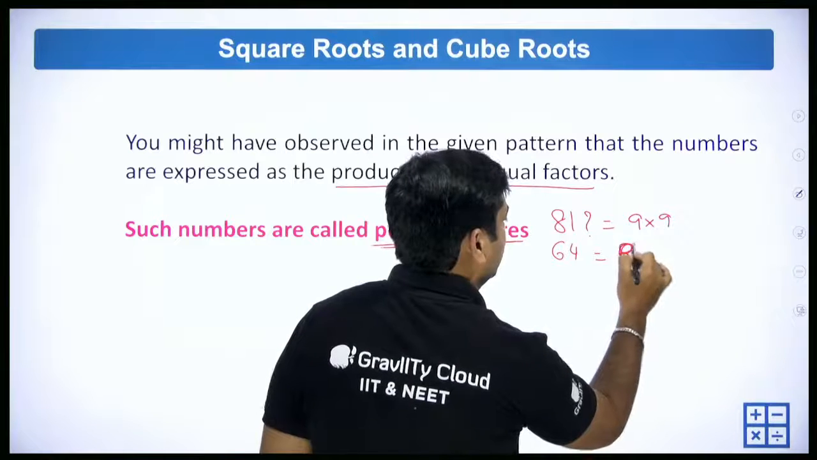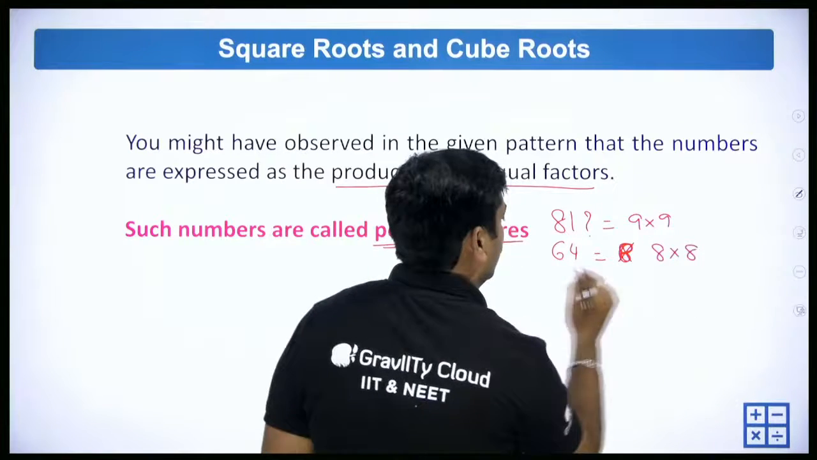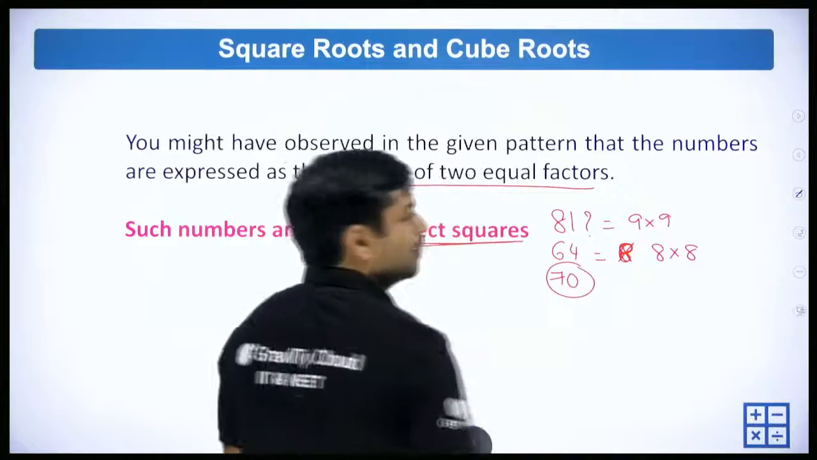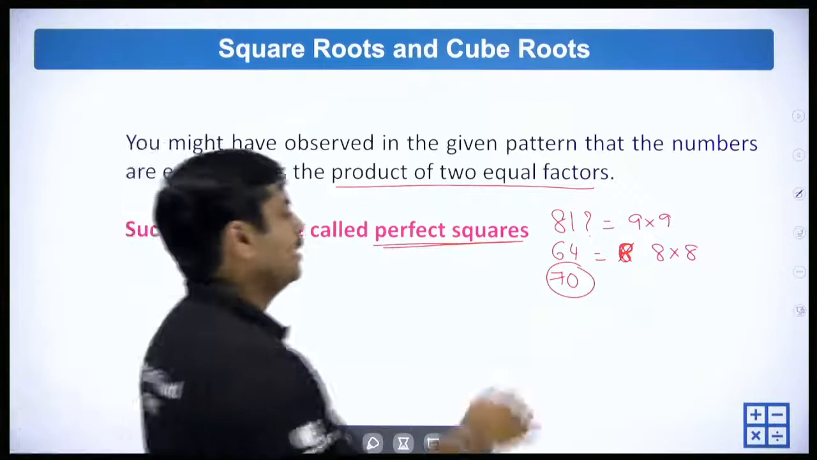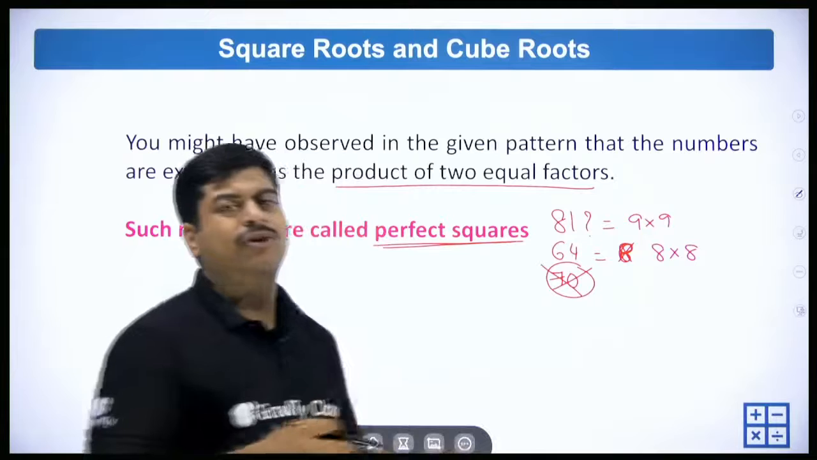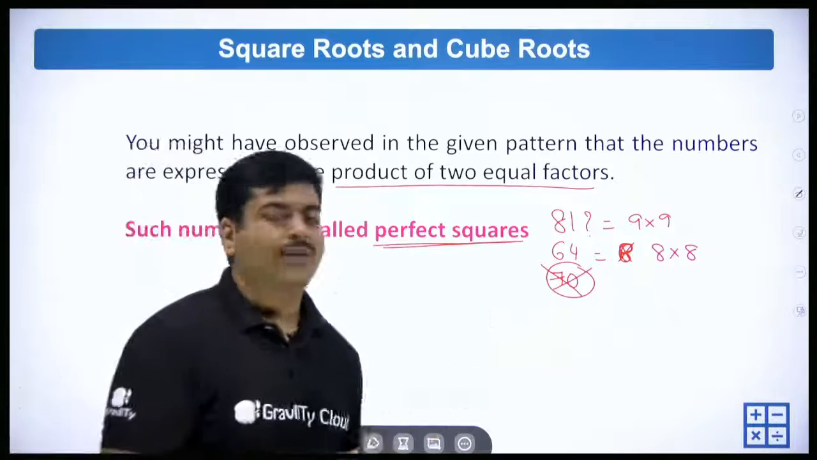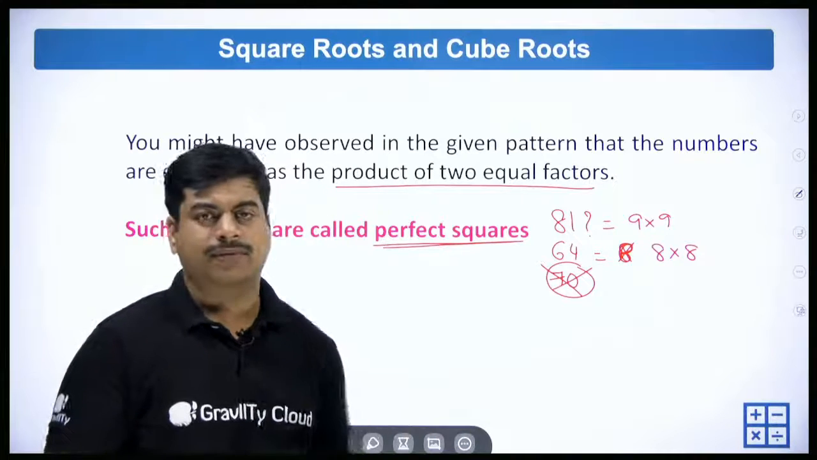Let me write that properly. 64 is 8 into 8. What about 70? Is that a perfect square? No. 70 is not a perfect square because we don't have 7 into 7 or 8 into 8, 9 into 9, never we get 70. That is not a perfect square, okay?